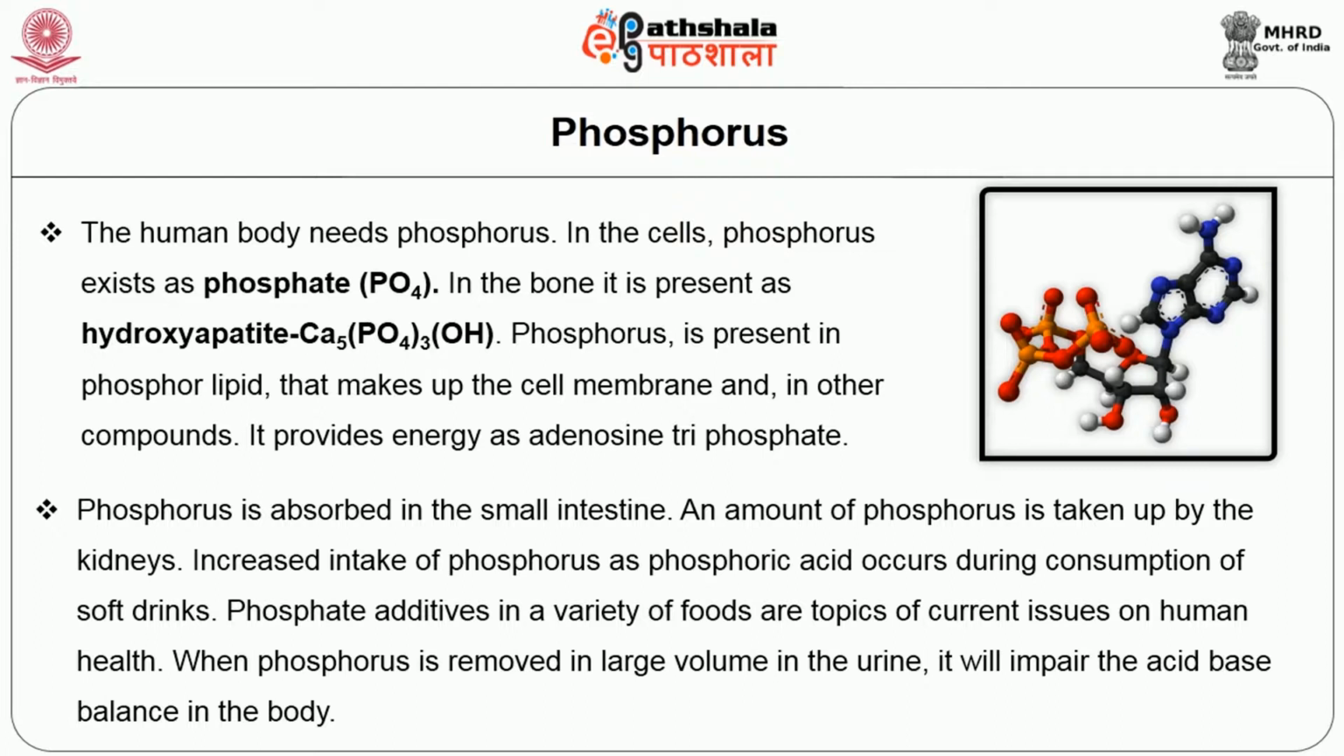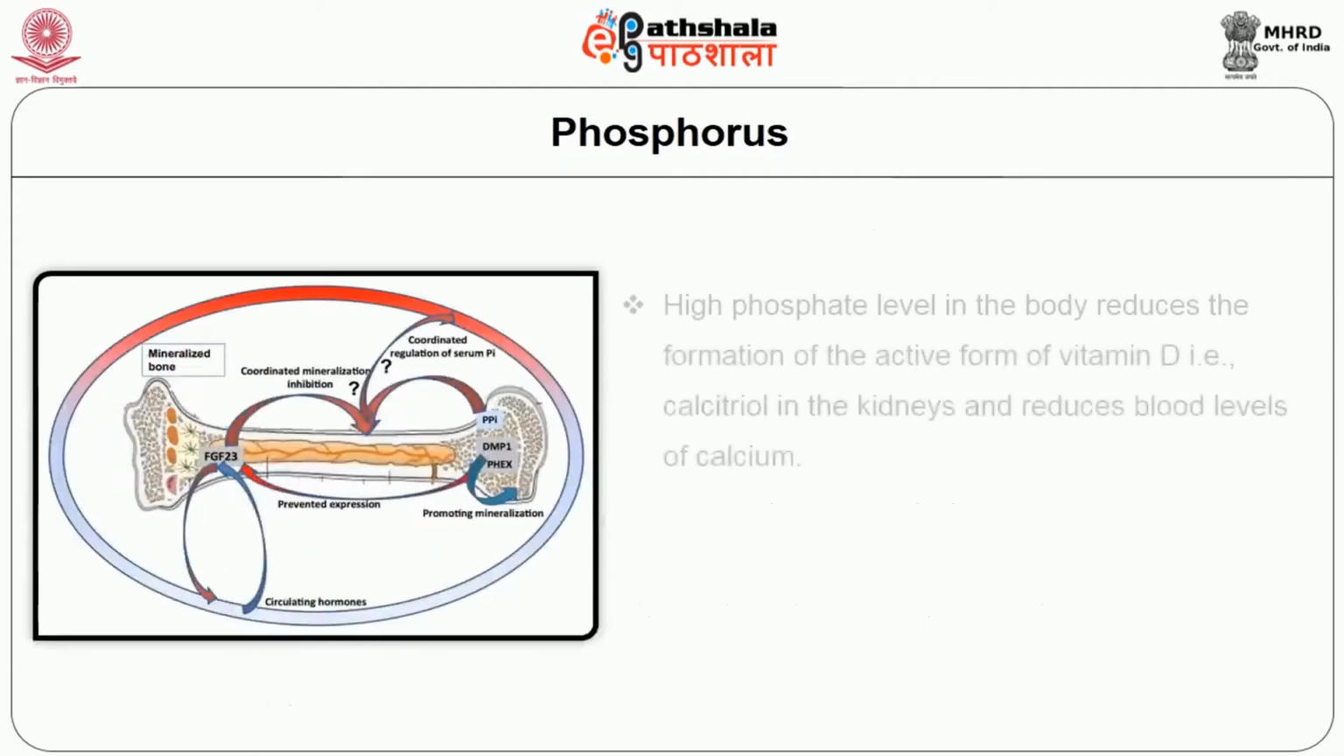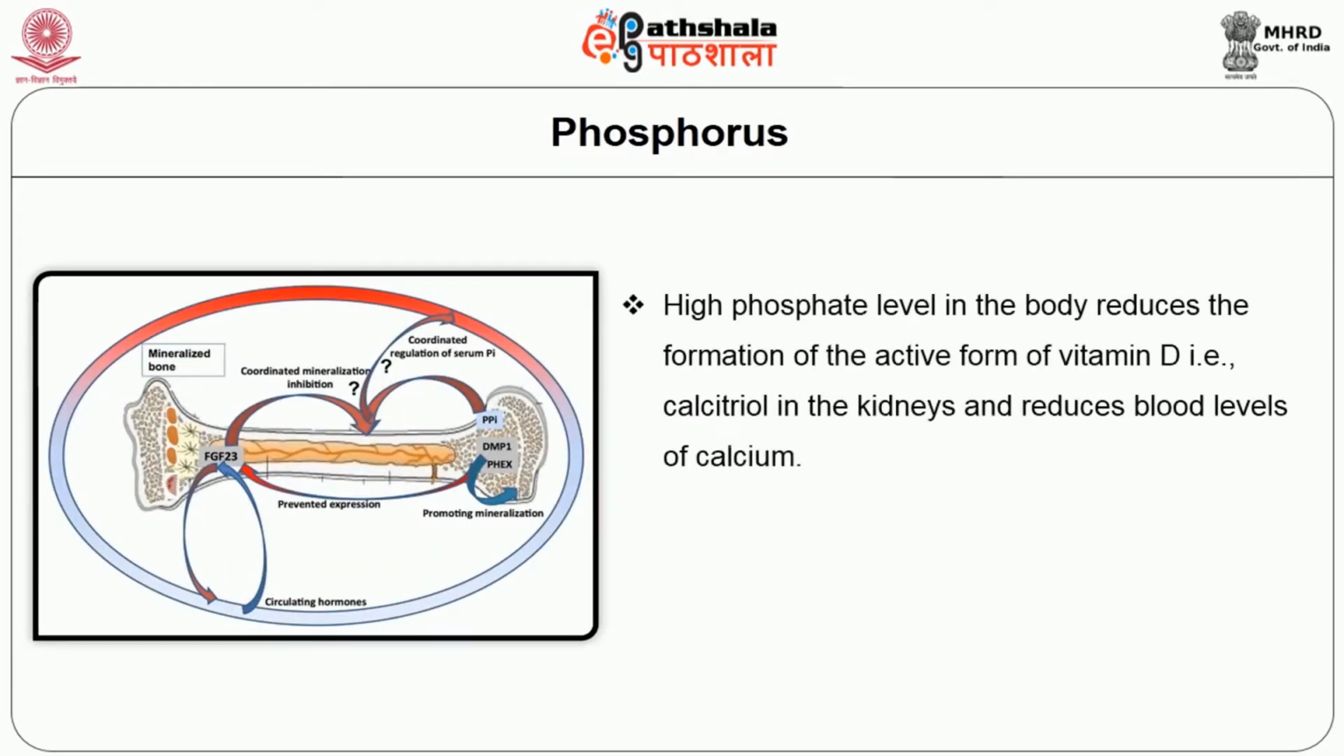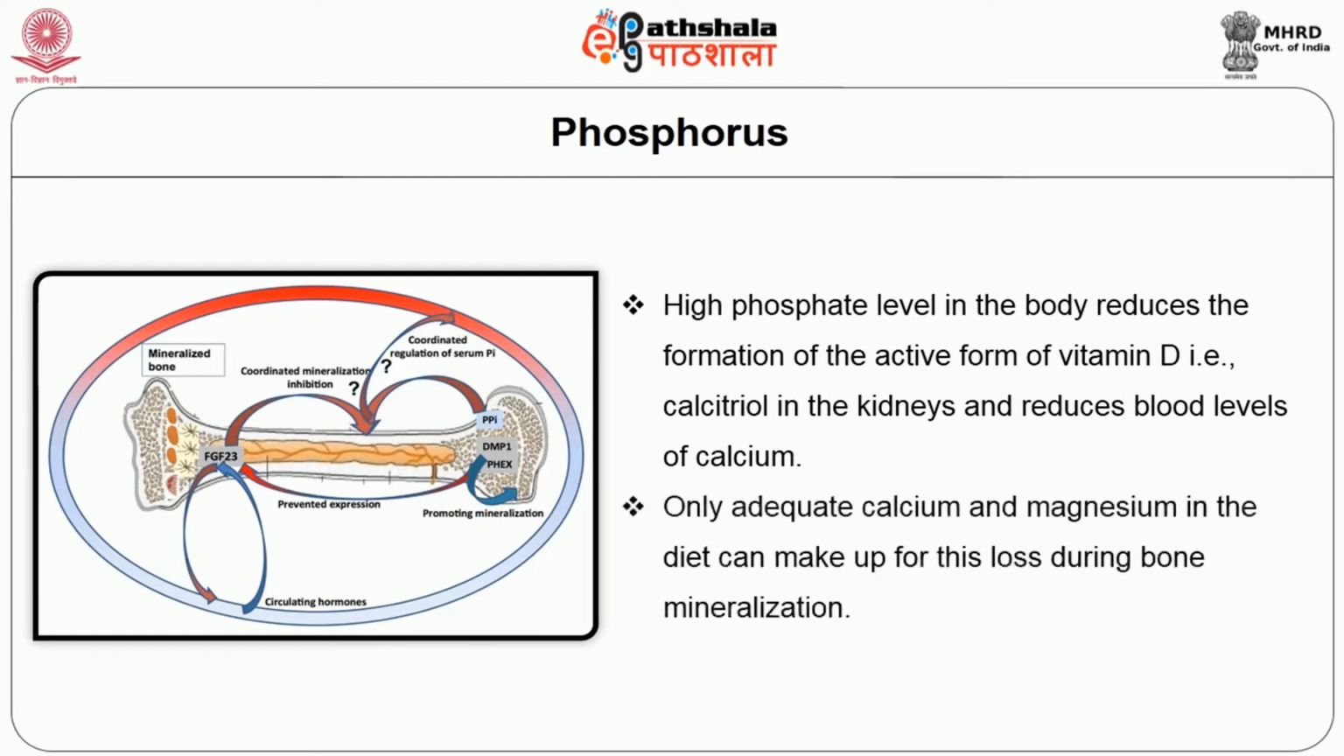Increased intake of phosphorus as phosphoric acid occurs during consumption of soft drinks. Phosphate additives in a variety of foods are the topics of current issues on human health. When phosphorus is removed in large amounts in the urine, it will impair the acid-base balance in the body. A high phosphate level in the body reduces the formation of the active form of vitamin D, that is calcitriol, in the kidneys and reduces blood levels of calcium. Only adequate calcium and magnesium in the diet can make up for this loss during bone mineralization.